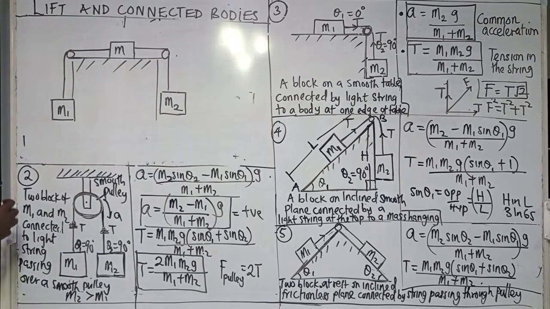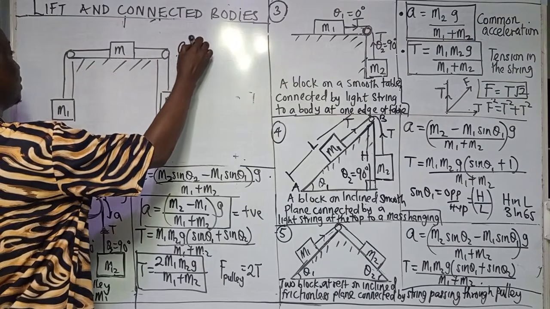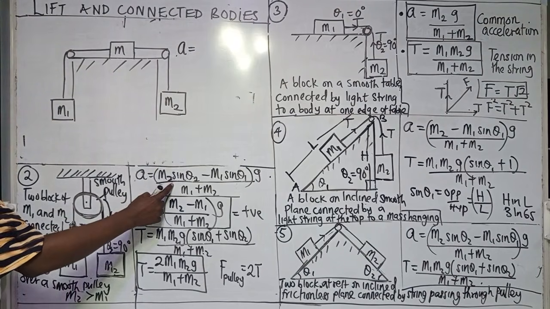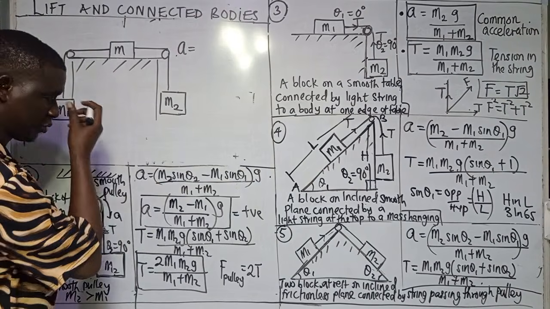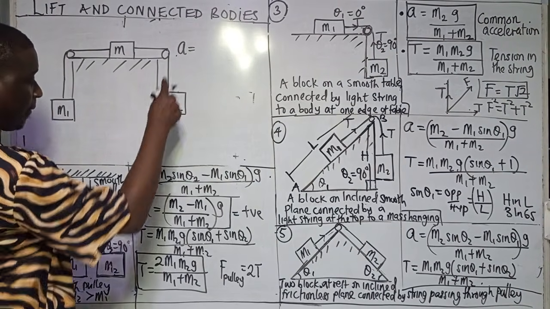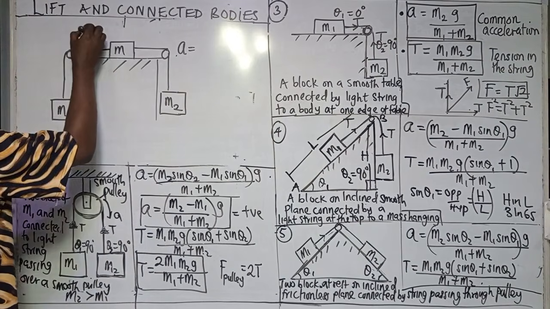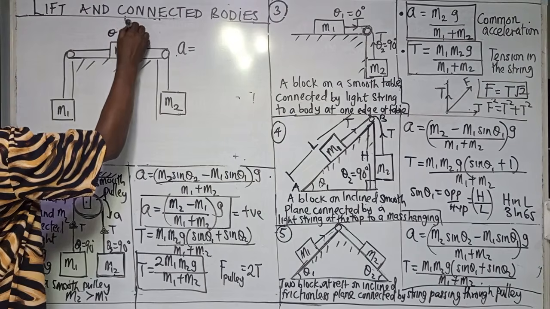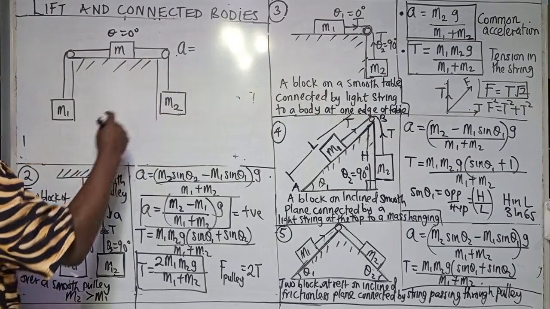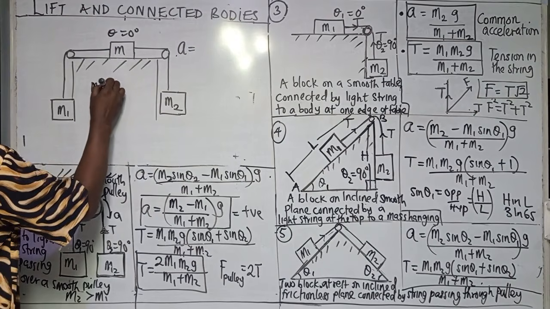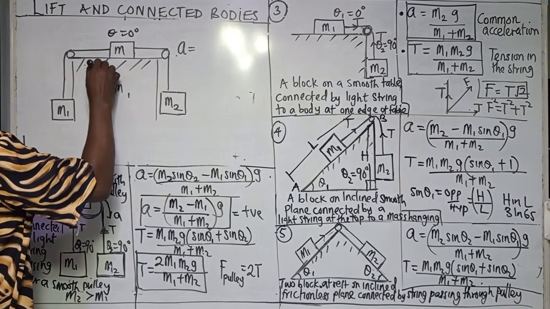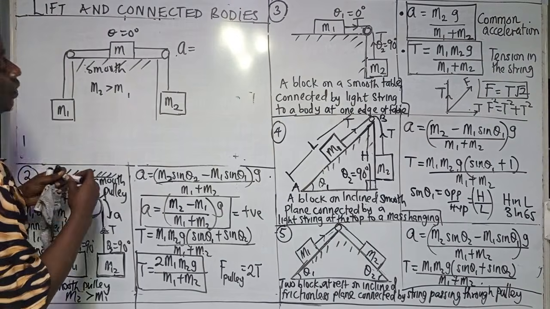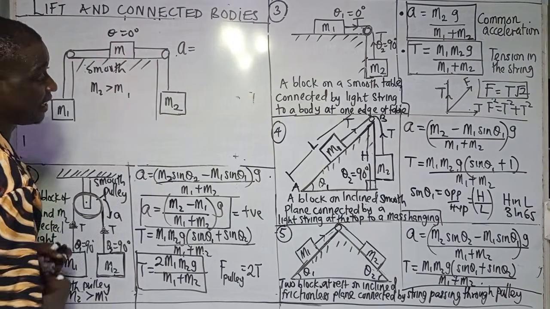Now, how do we calculate the common acceleration? The common acceleration, we still use this formula. We use the formula now. If you are using this formula, you know that this one is gliding horizontally, so theta equals 0. So it will not be involved at the numerator. This one now is heavier. You say M2 is greater than M1. Then this is a block. This one is a smooth surface. So two blocks are connected to a glider hanging freely.